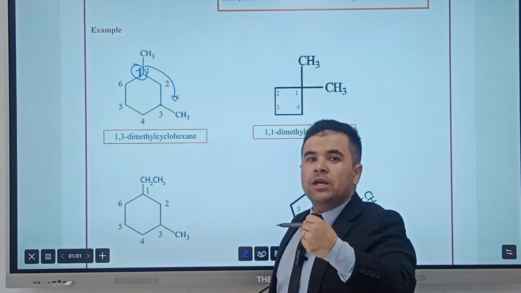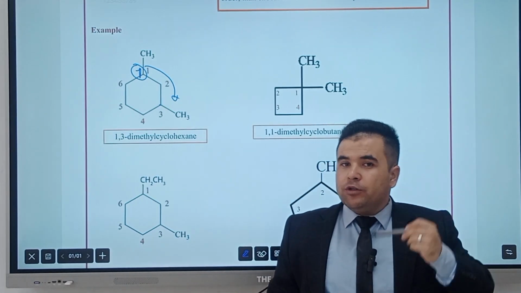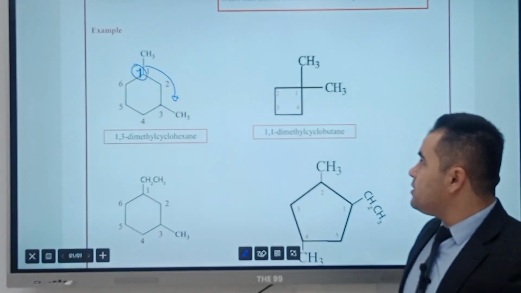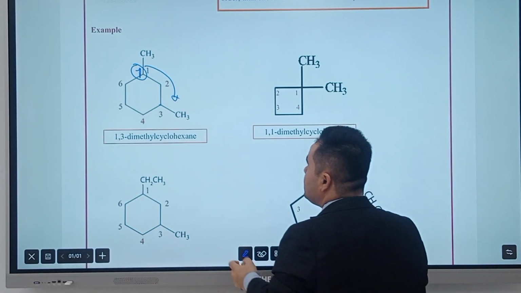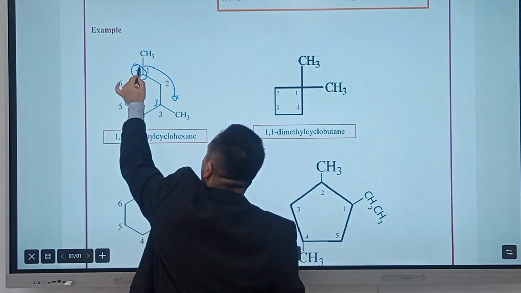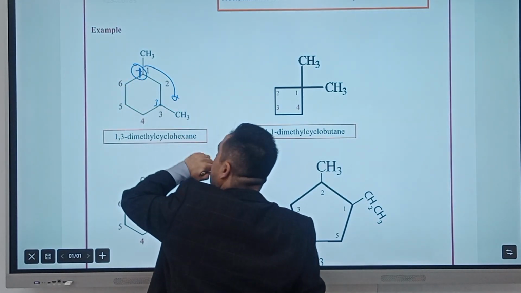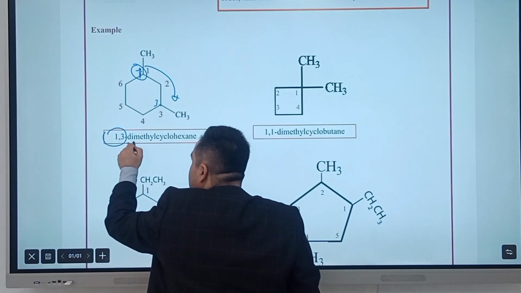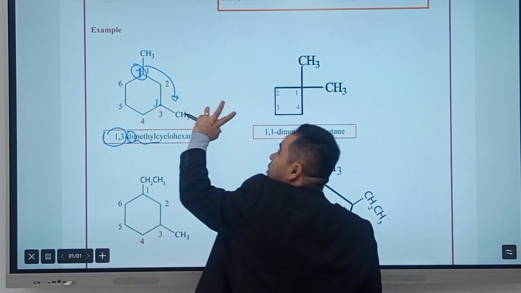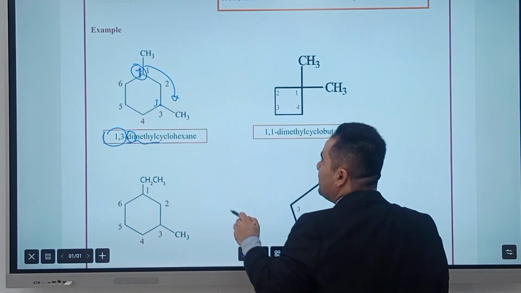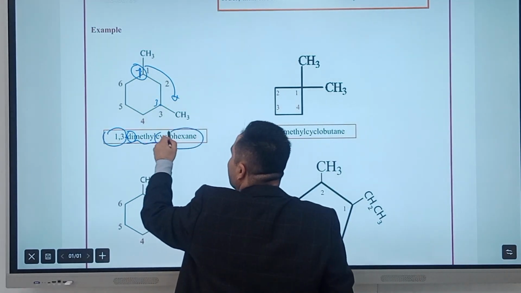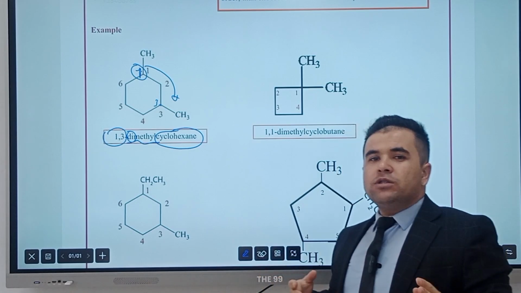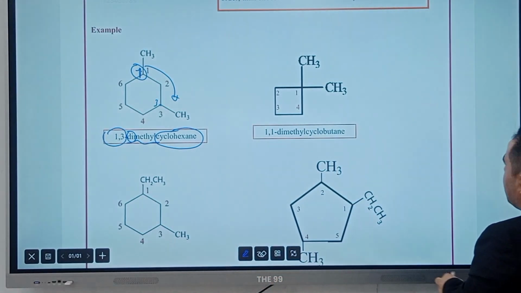So you have to choose the direction, or rotate in a direction such that the branches have the lowest positions. In this case, 1, 2, 3. So on the first and the third, we have 2 methyl. So write down 1, 3, dimethyl. Di refers to the same alkyl group, and then cyclohexane. It's hexane, 6 carbons in the ring, but we add the prefix cyclo.